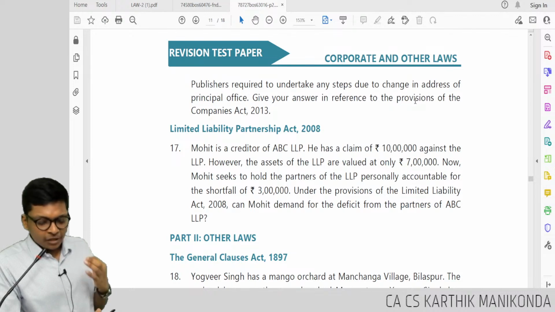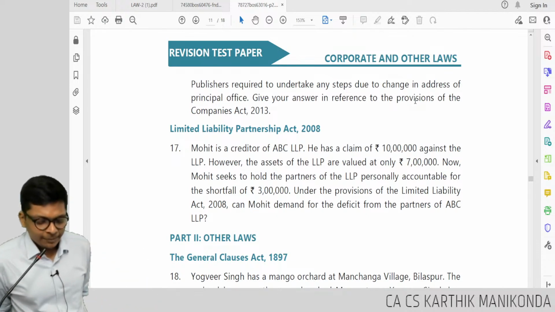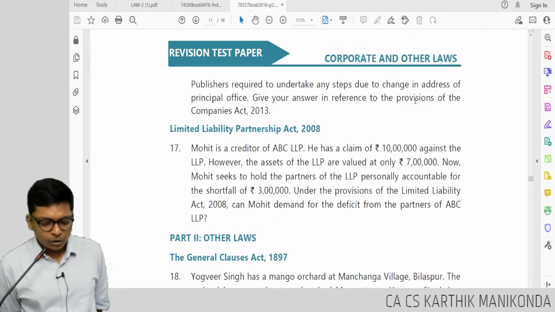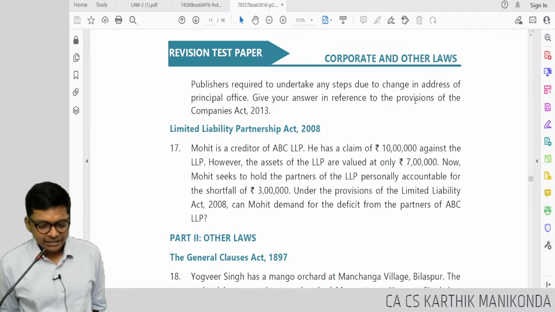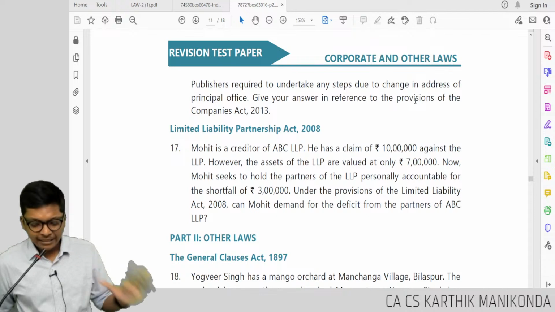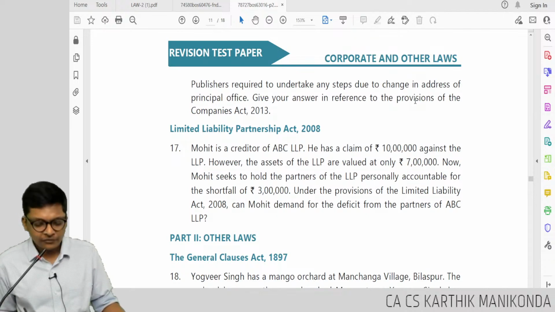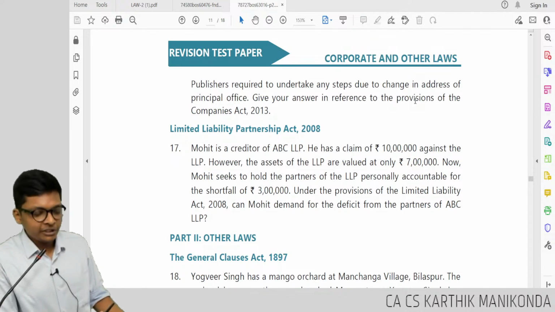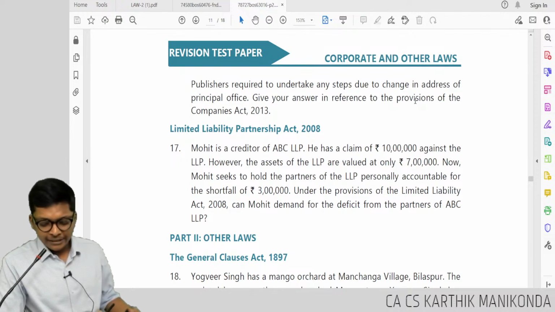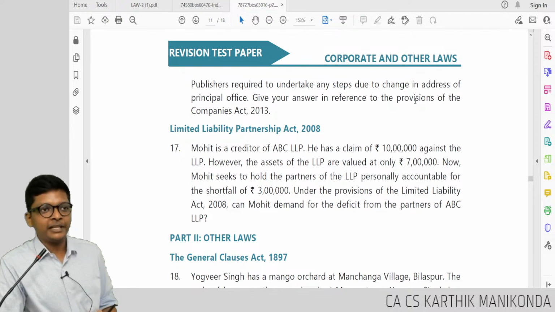In the latest RTP for LLP, there is a 5-mark question. Let's see if you're able to answer it. Mohit is a creditor of ABC LLP. He has a claim of 10 lakhs against the LLP. However, the assets are valued only at 7 lakhs. Now, Mohit seeks to hold the partners of LLP personally accountable for the shortfall of 3 lakhs. Under the provisions of LLP, can Mohit demand the deficit from partners of LLP?